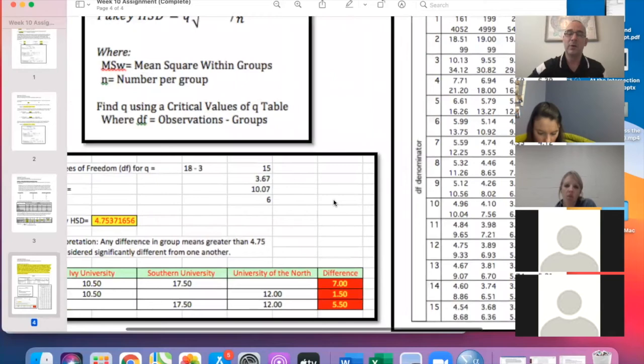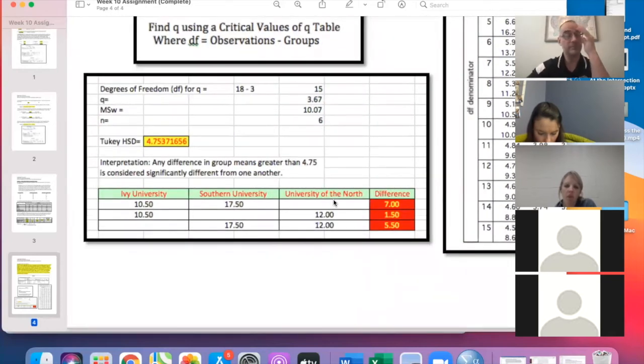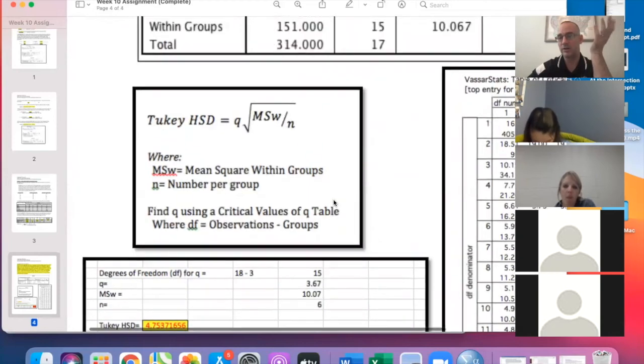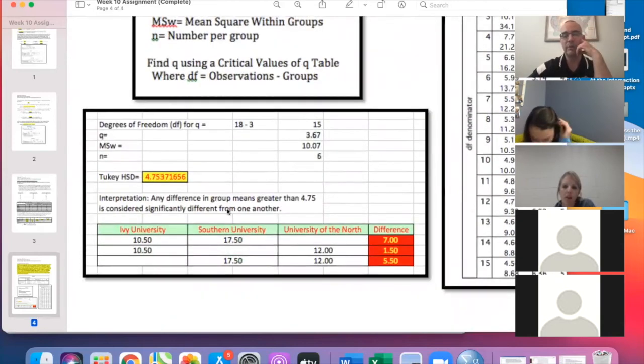Well, if you would have done that with that small of an F statistic and that large of a p-value, what you would have found is that all of these differences would have been less than 4.75. Just like Ivy University and the University of the North, the difference between the means is 1.5. That's less than 4.75. So that suggests those two schools are not significantly different from one another.